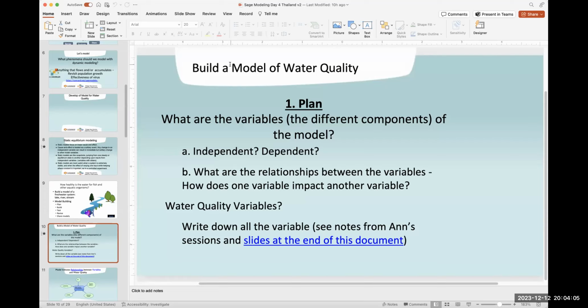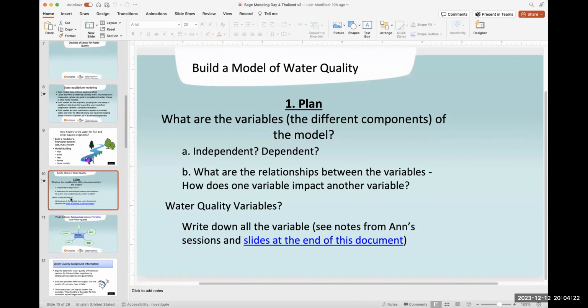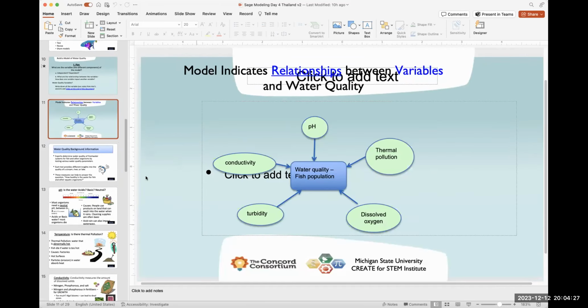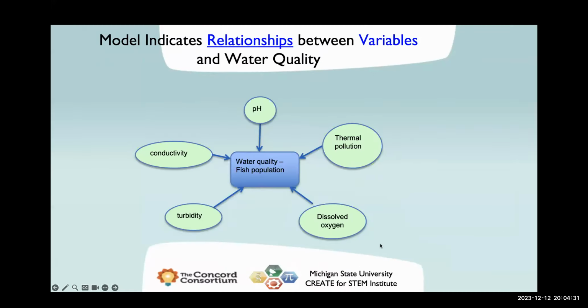Okay, so the first thing we want to do is generate with students what the variables are, the independent and dependent. How healthy the stream is depends on those water quality tests. We want to look at the relationships between them, as you're familiar, and then the various water quality variables. You've identified some. So when students create a model, this will be kind of a base model.